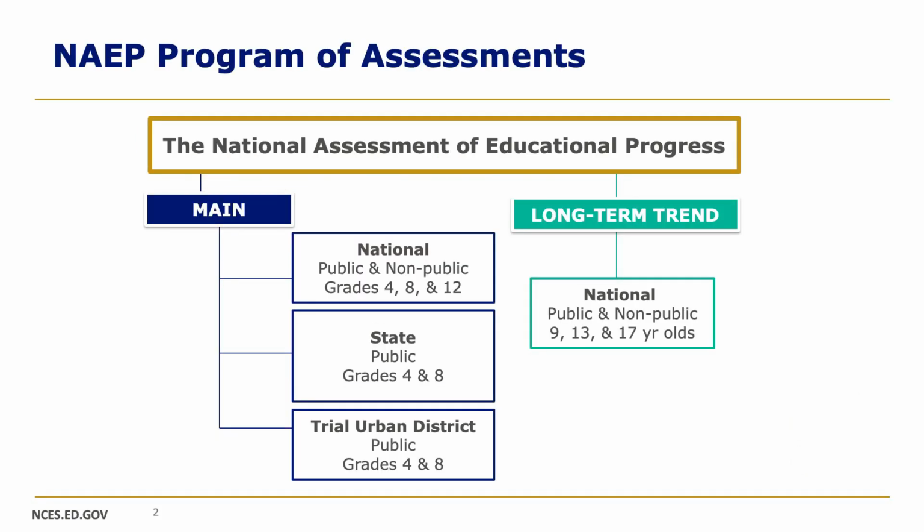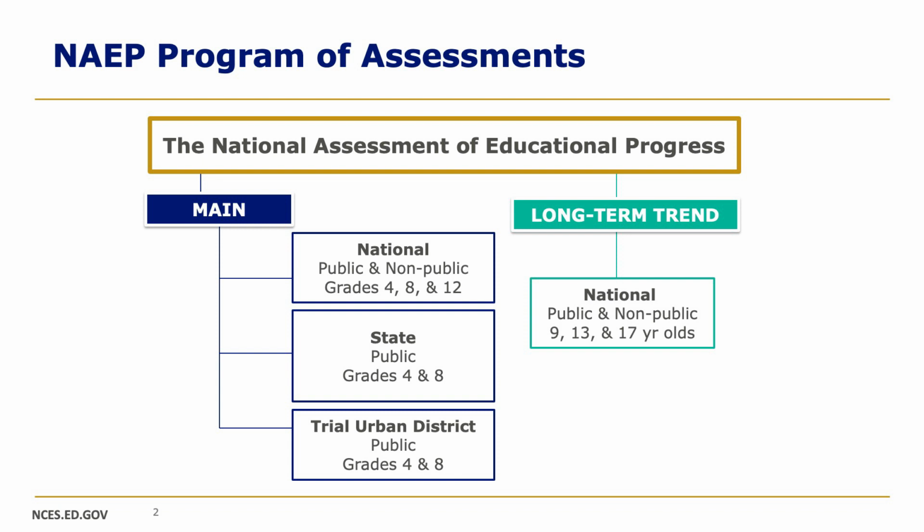NAEP has two main components, the main NAEP and long-term trend. The long-term trend is our oldest assessment. We started assessing students using the long-term trend in the 70s. Back then, we assessed students at age 9, 13, and 17. And the results are available at the national level for public and non-public schools.